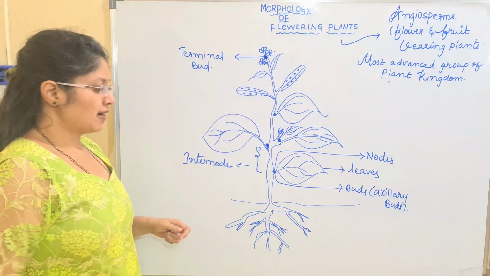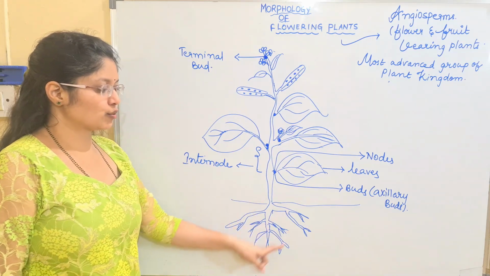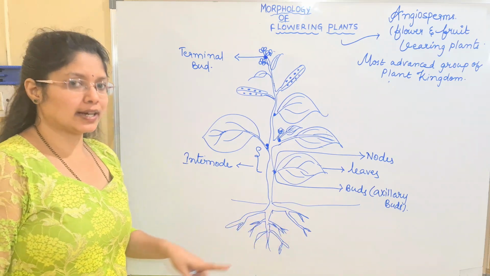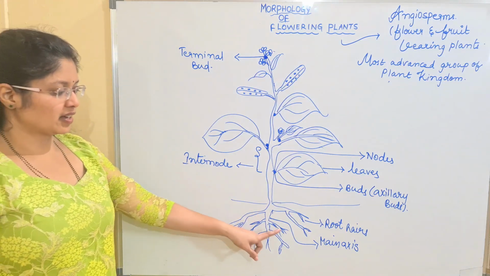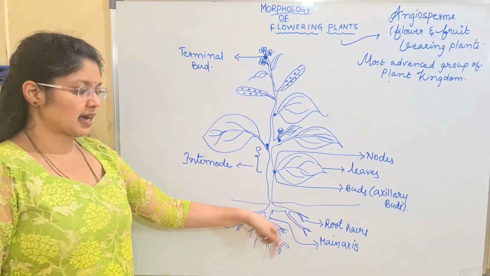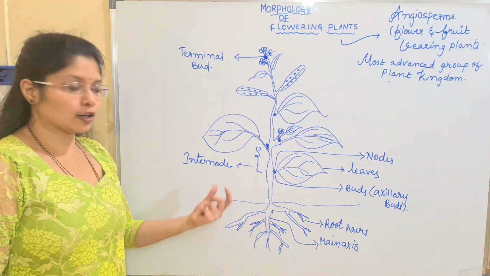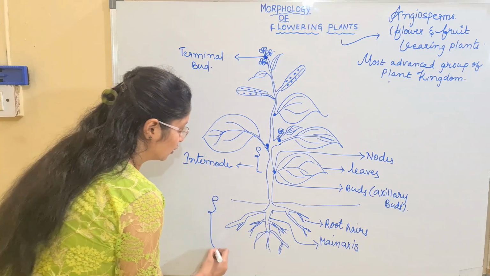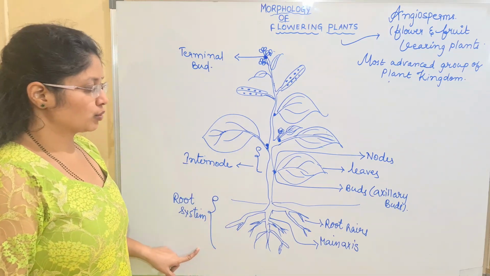So what are the structures we have mainly discussed here, children? The non-green part present below the soil is known as the root. The root is mainly associated with root hairs. We have not mentioned it here. So this is the main axis of the root, and we have the root hairs attached to this root. This is regarding the non-green and non-photosynthetic part. This is completely called the root system. This is the underground part, and this is said to be the root system.